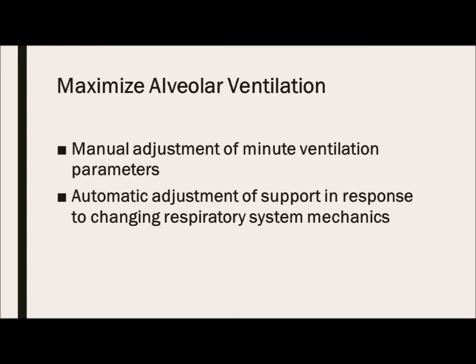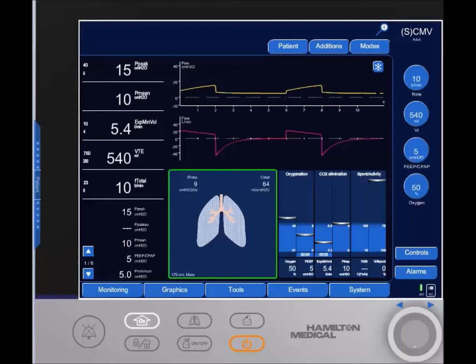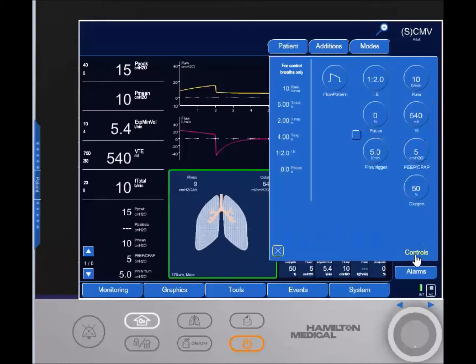Maximizing alveolar ventilation. Does your mode allow for the manual adjustment of minute ventilation parameters? Second, does your mode allow for the automatic adjustment of support in response to changing respiratory system mechanics? For this example, I'm going to use my Hamilton Medical G5 ventilator simulator. And for our volume control CMV set point, I have it set up for CMV. So this is what the Hamilton simulator calls it. And I'm going to look at my controls here.